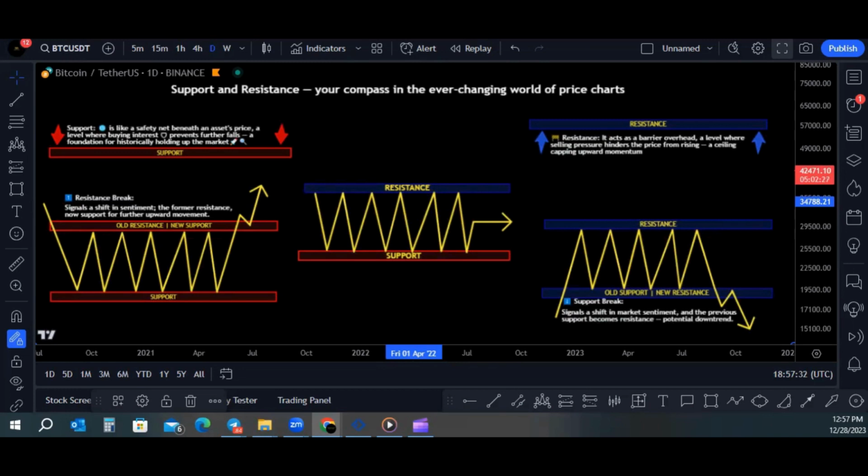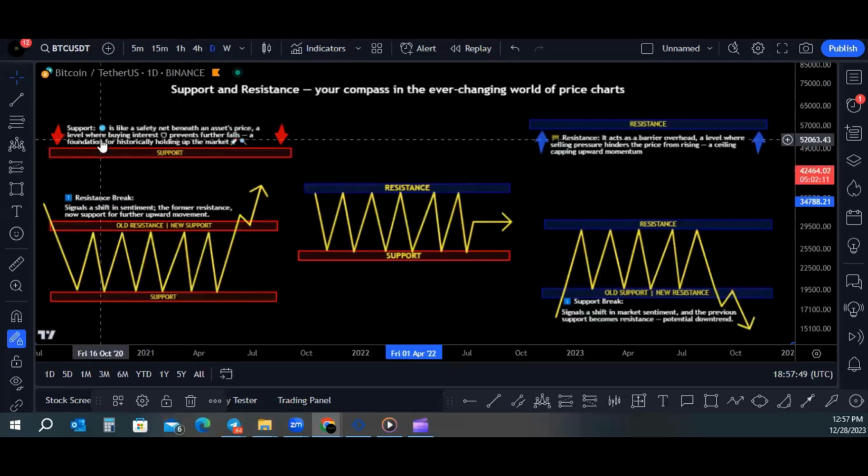In this video, we're going to be going over support and resistance, or supply and demand. We're going to look at these examples real fast, and then we're going to go look at the Bitcoin chart. We're actually having some movement today, and we're going to see how to use these.